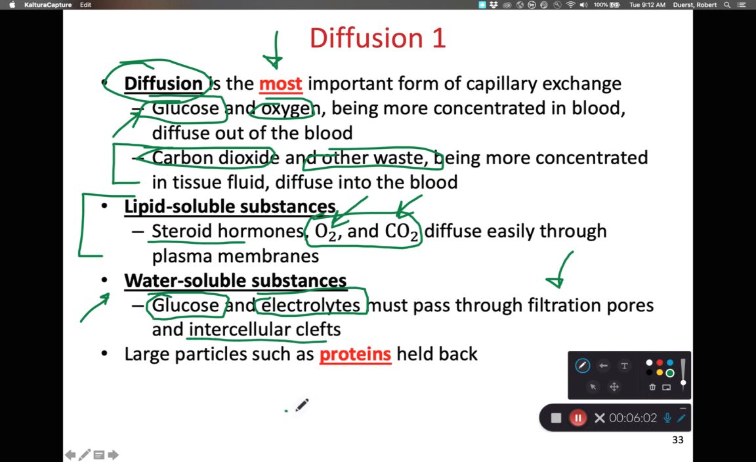Very large molecules, like proteins, are blocked and kept in the bloodstream. And that's very important for maintaining our osmotic pressure within our blood, our colloid osmotic blood pressure.